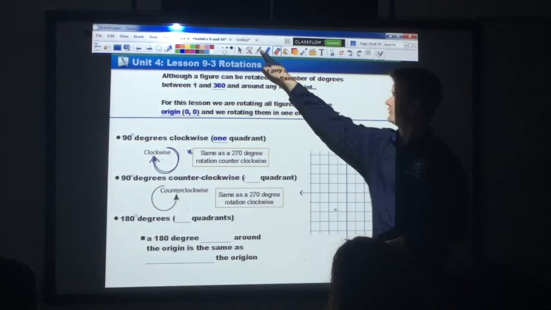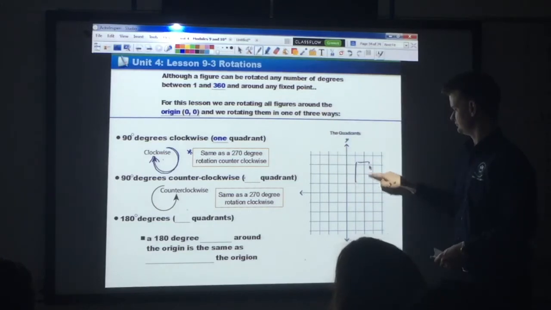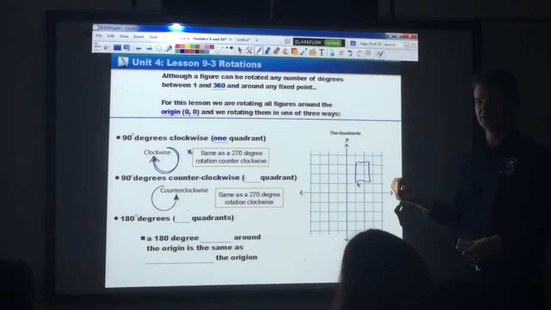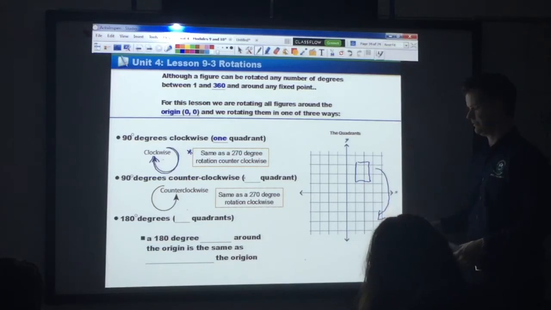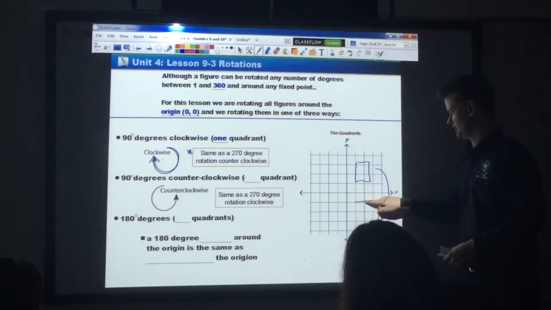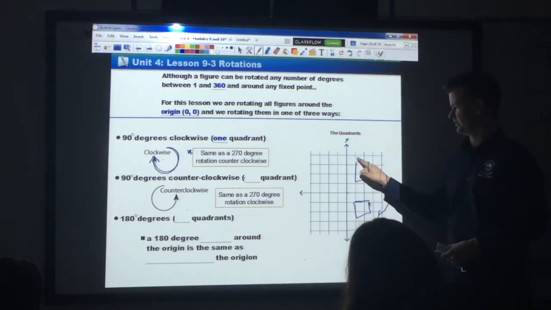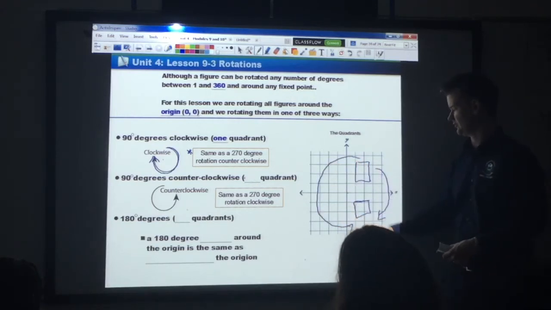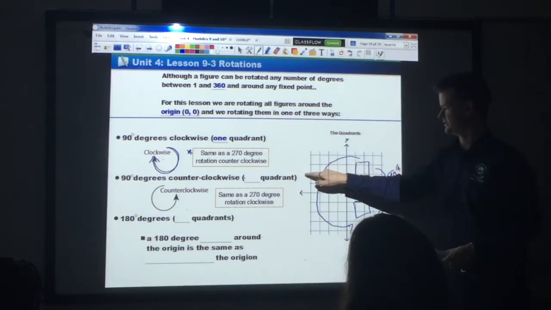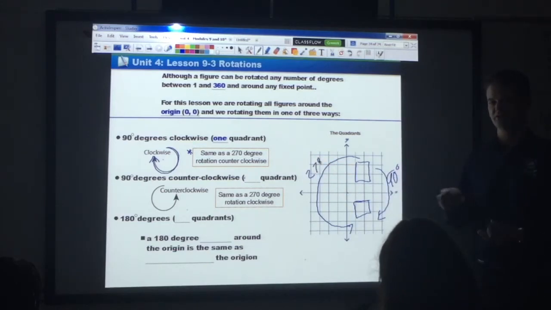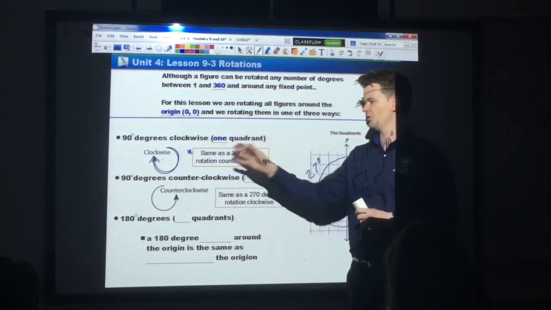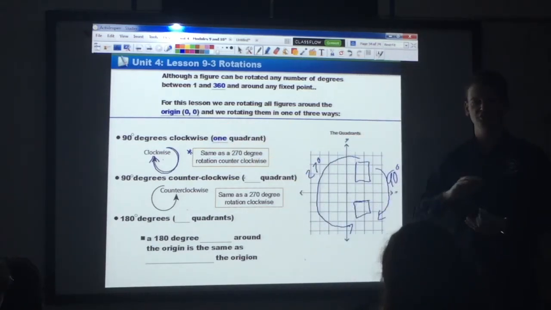Let me show you a quick example here. If we were to take this figure and rotate it 90 degrees clockwise, it would end up here, 1 quadrant away, right? We're rotating it 1 time around the origin. So it would end up here. If I were to rotate it 270 degrees counterclockwise, then it would be 90, 180, 270 degrees. So 90 degrees clockwise is the exact same thing as 270 degrees counterclockwise. The reason I show you that is because you can see problems that say 90 degrees clockwise or 270 degrees counterclockwise. Just understand they are the exact same thing.